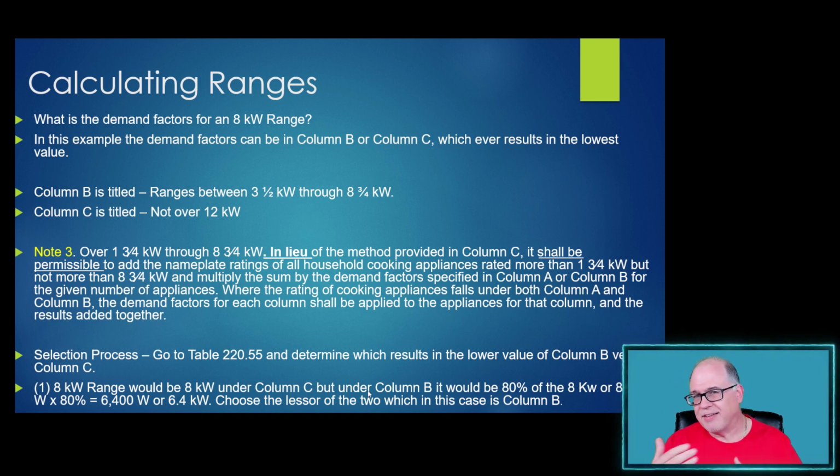Now, isn't that less than 8? Absolutely. So which one am I going to use? I'm going to use column B's result, which is 6,400 watts or 6,400 VA as my load in my load calculation for my dwelling. That's the value I'm going to use. That's my range contribution load. It's just that simple, folks. All right, let's move it on. Let's make it a little tougher.